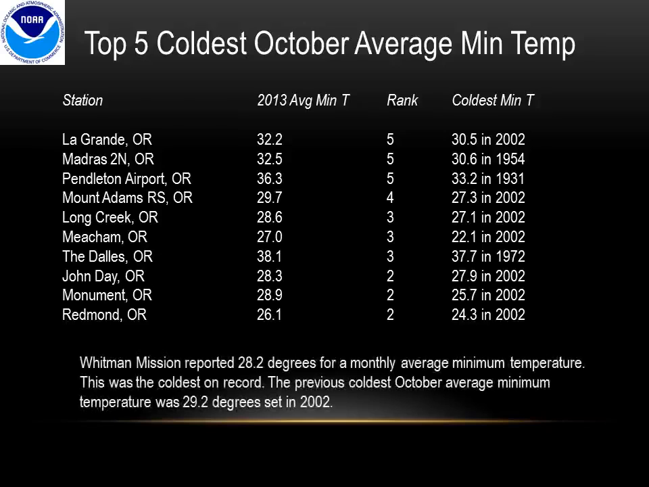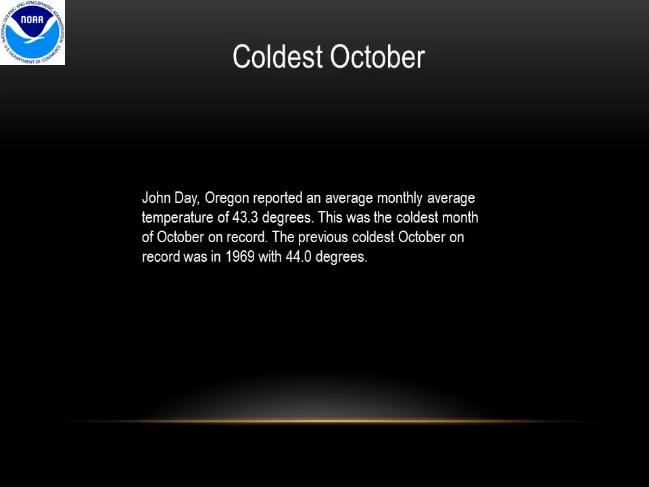And Whitman Mission reported 28.2 degrees for a monthly average minimum temperature. This was the coldest on record. The previous coldest October average minimum temperature was 29.2 degrees, set in 2002. John Day, Oregon reported a monthly average temperature of 43.3 degrees. This was the coldest month of October on record. The previous coldest October on record was in 1969 with 44 degrees.